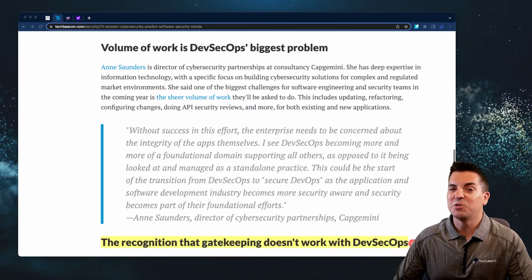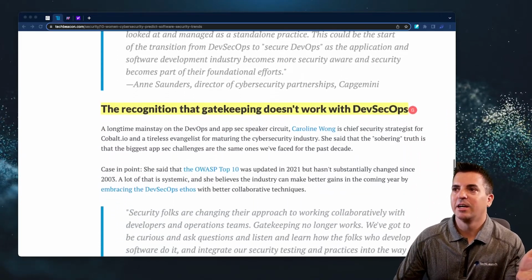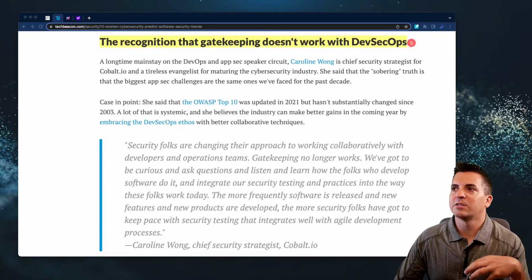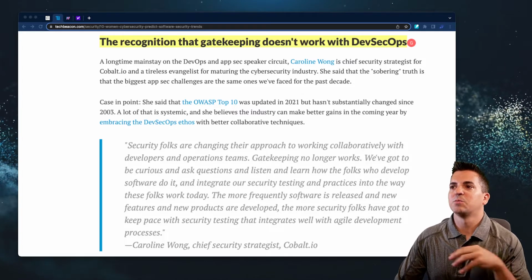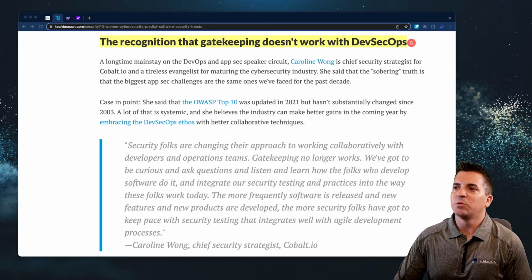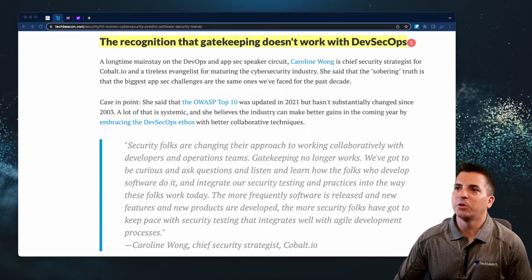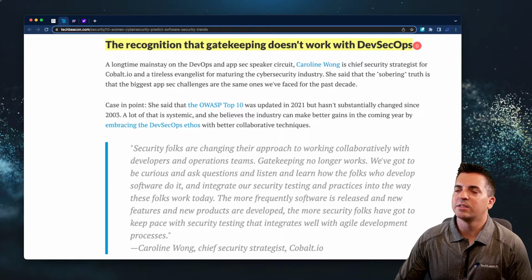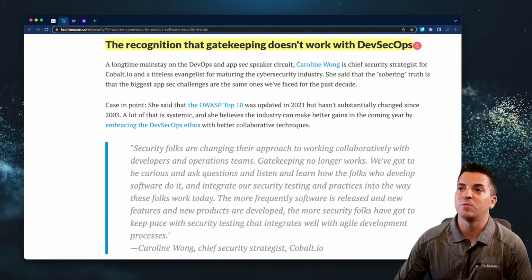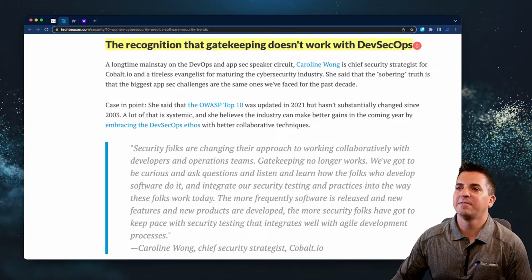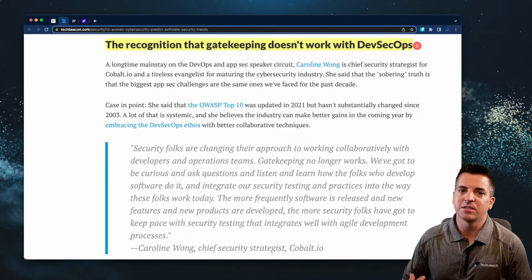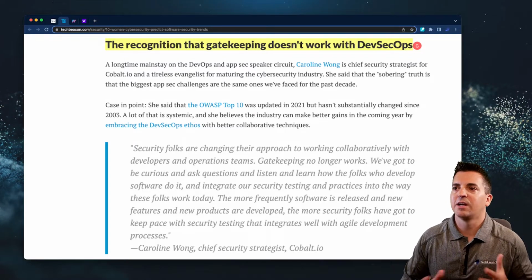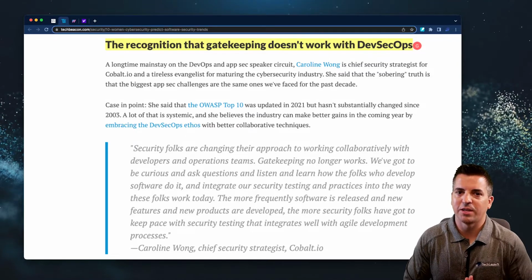Volume of work is a huge challenge, and I just spoke to that a little bit. It creates basic issues like leaving the front door unlocked. And then finally, the recognition that gatekeeping doesn't work with DevSecOps. This is interesting as well. It used to be possible to put major infrastructure in place, but if you look at the OWASP Top 10 and some of the key concepts, it really hasn't changed a lot since 2003. So you have to have developers who actually understand these security concepts and incorporate resolution and proactiveness within the development phase. It's not enough just to put a big hardware or security firewall in place.